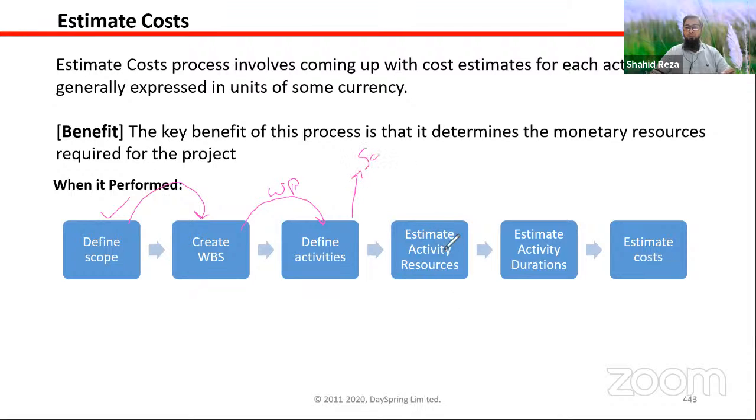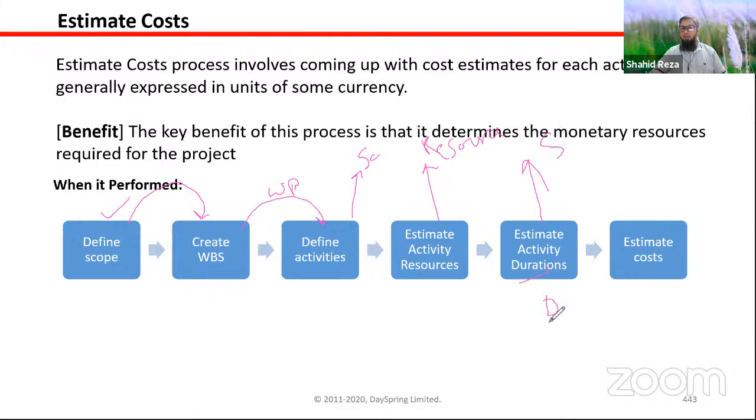Then you have to estimate activity resources: how many resources, what type of resources you need to complete the task. That we will do in the resource chapter, but I mentioned it when I explained the schedule chapter. Then estimate activity duration, this is a process name actually. This is from the schedule chapter.